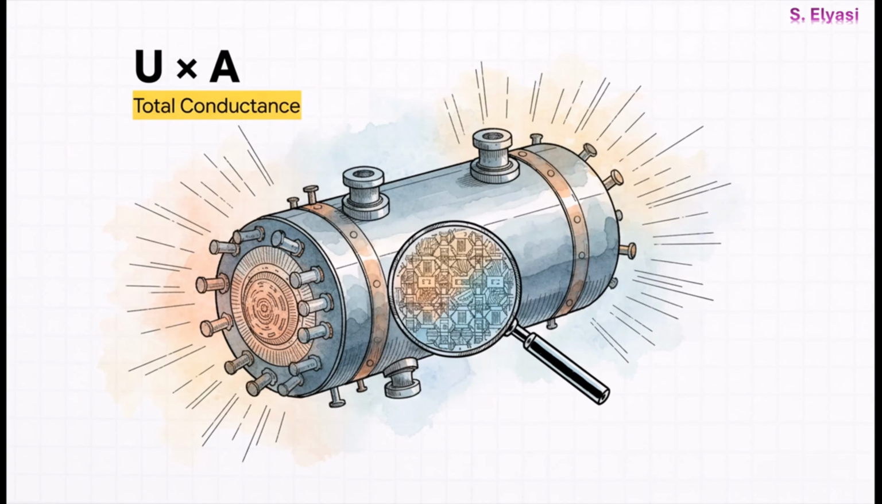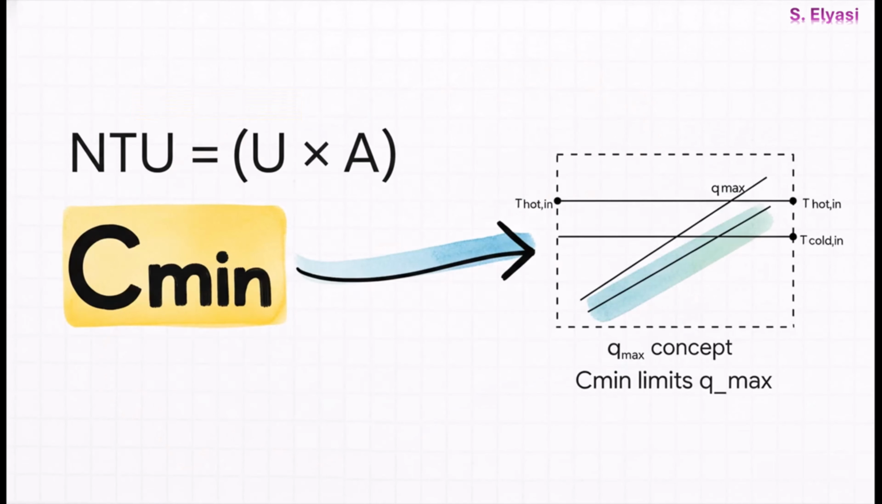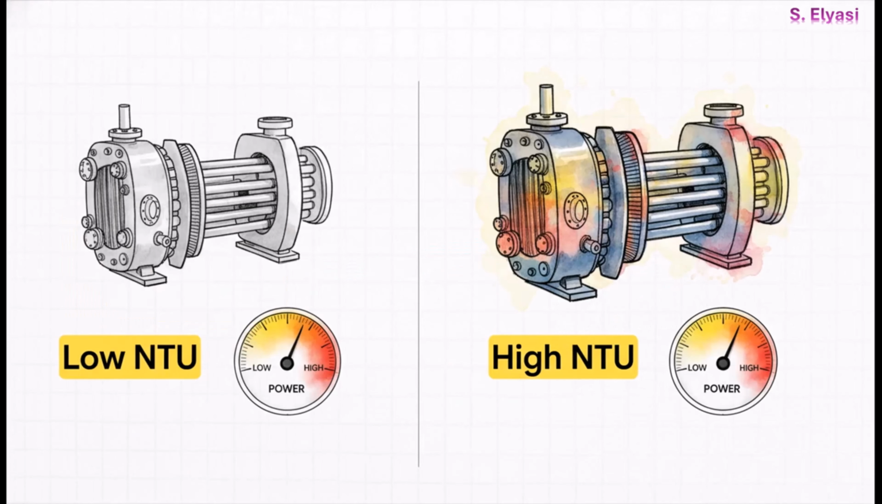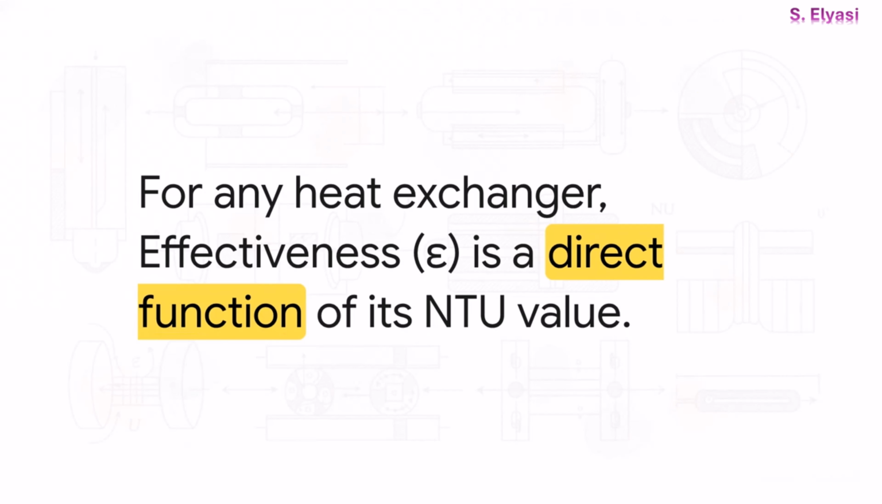The top part, U times A, is its total conductance. That's the overall heat transfer coefficient and the area. And we divide that by Cmin, that same limiting fluid we talked about just a second ago. Basically, a bigger NTU means you've got a more powerful heat exchanger for those flow conditions. So the two are totally linked. If you know the NTU, you can figure out the effectiveness, and vice versa.